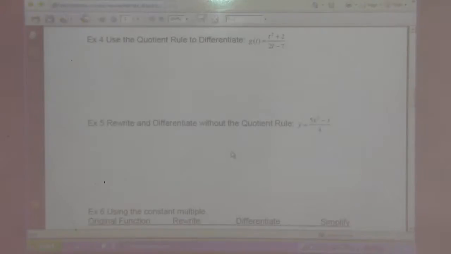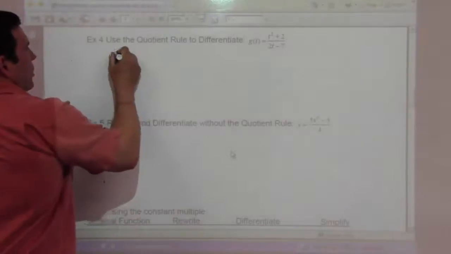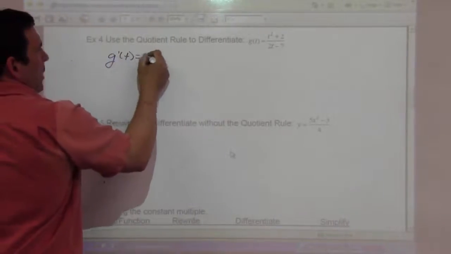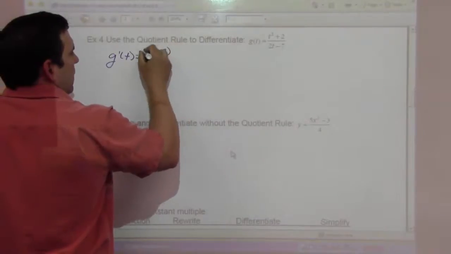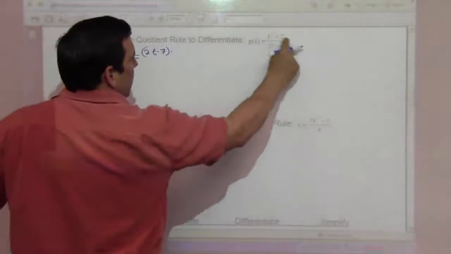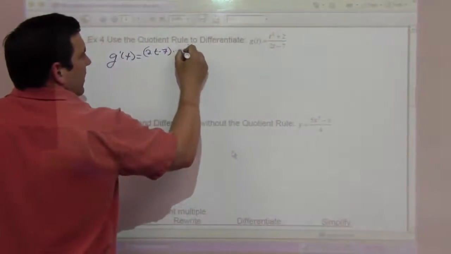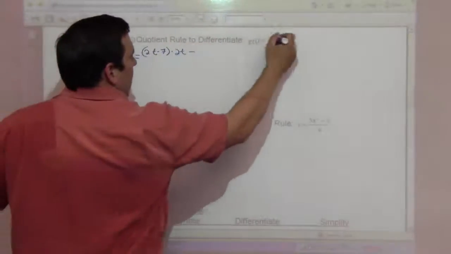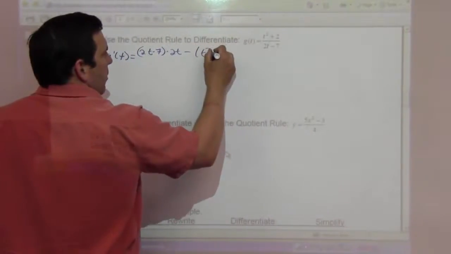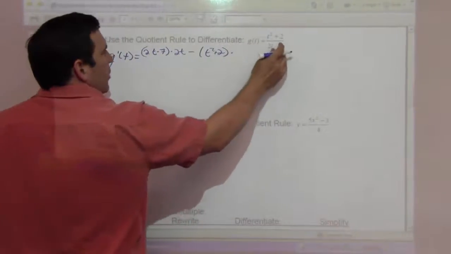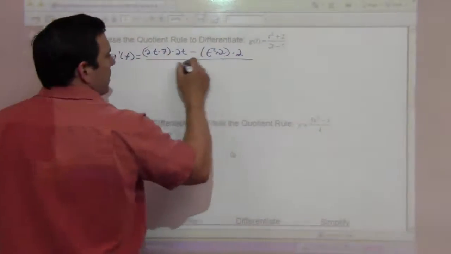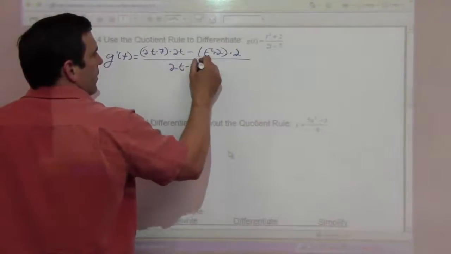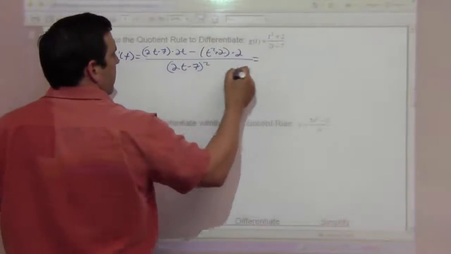Now we're going to use the quotient rule to differentiate. So g prime of t is going to be low, which is 2t minus 7, d high. And what's the derivative of what's up here? That's just a 2t. Minus high, which is t squared plus 2, times the derivative of what's below, that's 2, all over the square of what's below, 2t minus 7 squared.